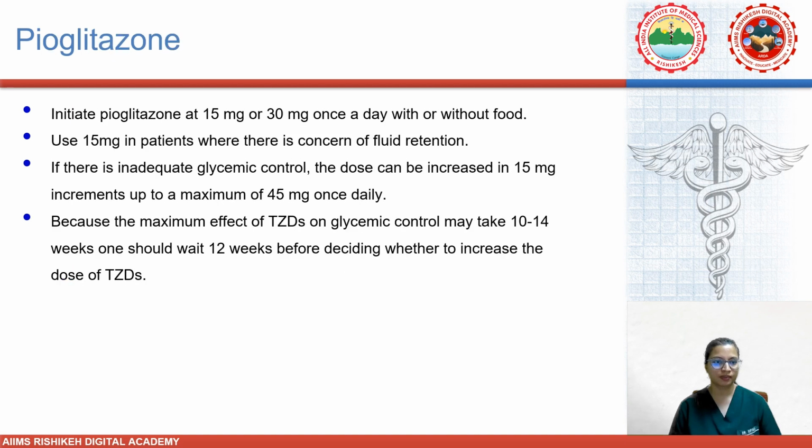So coming to pioglitazone, we usually initiate this drug at 15 mg or 30 mg once a day with or without food. We use 15 mg in patients where there is concern of fluid retention. If there is inadequate glycemic control, the dose can be increased in 15 mg increments up to a maximum of 45 mg OD. Because the maximum effect of thiazolidinediones on glycemic control may take 10 to 14 weeks, we should wait for at least 12 weeks before deciding whether to increase the dose of these drugs or not.